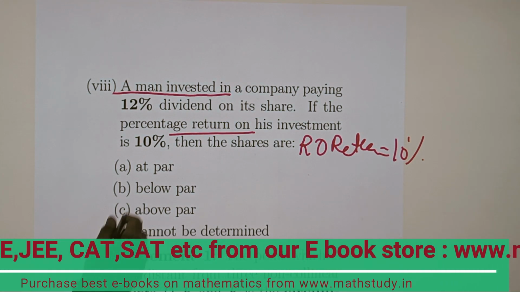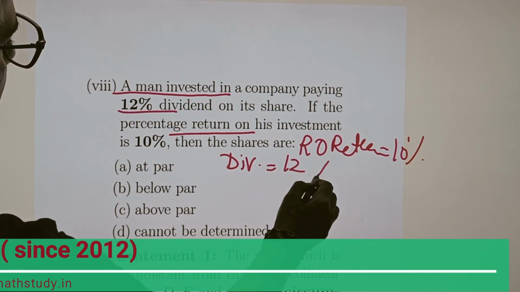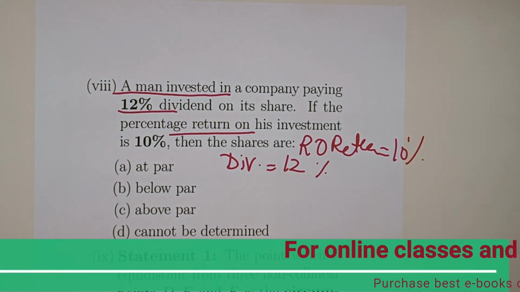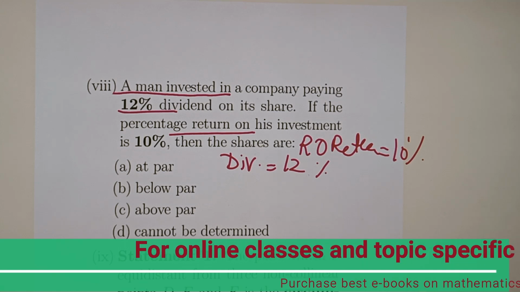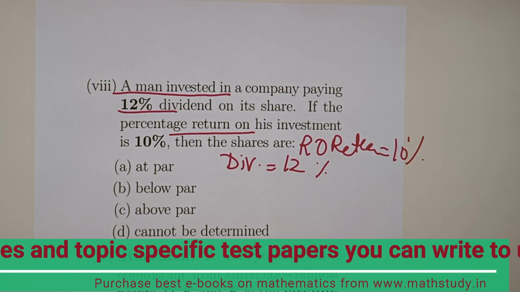So paying 12% dividend, so dividend is equal to what? Dividend is equal to 12%. Very simple. Now it states that then the shares are at par, below par or above par. In such a scenario, we assume the face value of the share is rupees 100.